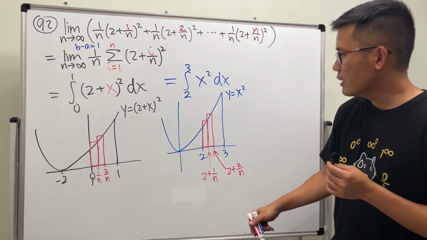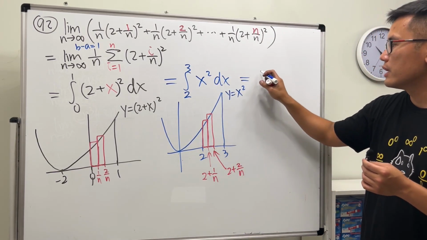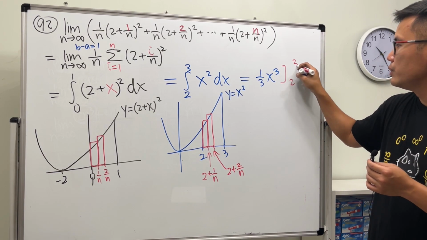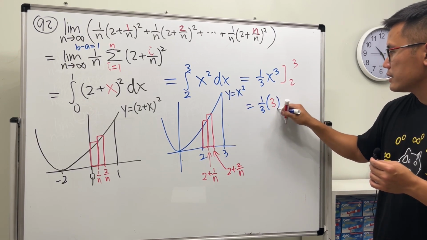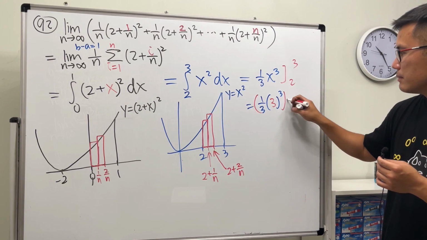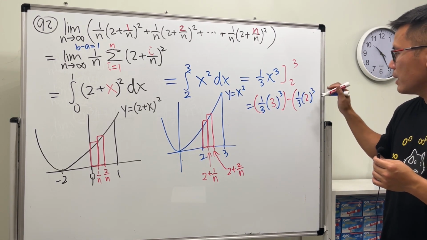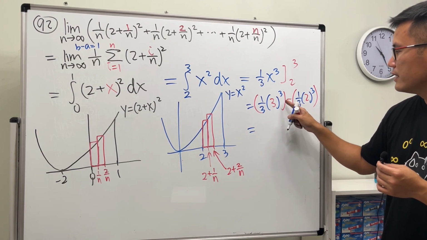Alright? So I'm going to compute this for you guys. Do the same thing, antiderivative, so you get 1/3 x to the third power, and then we plug in 2, 3. This right here, 1/3 times 3 to the third power, that's the first part, and then minus 1/3 times 2 to the third power. Okay, that's 27.